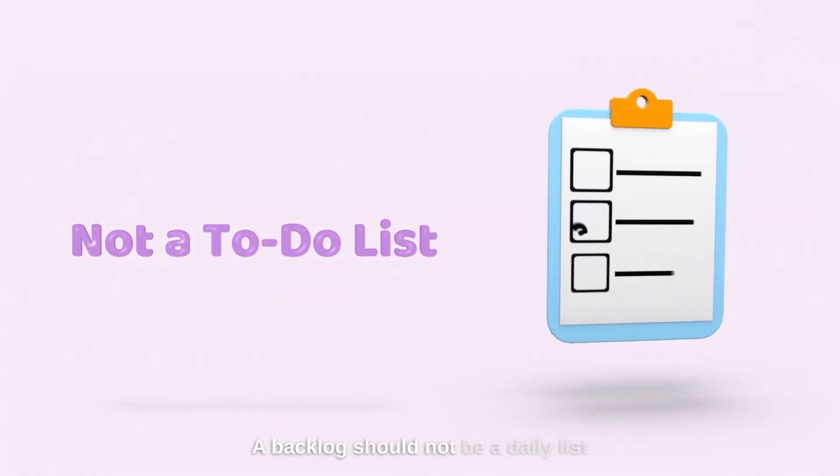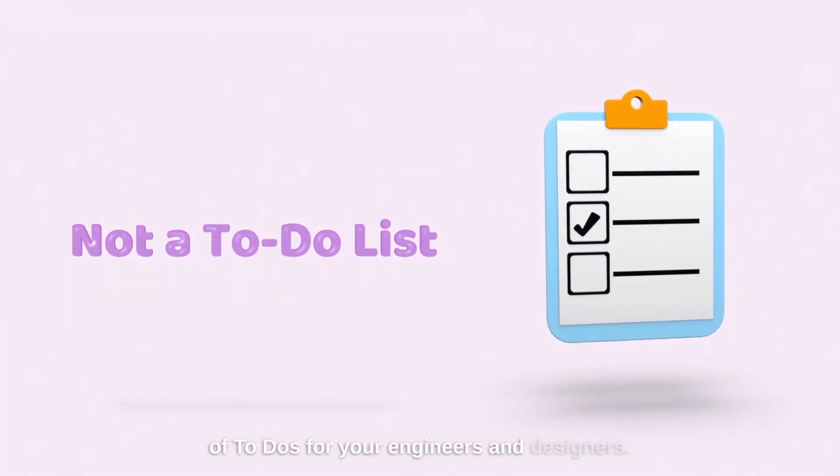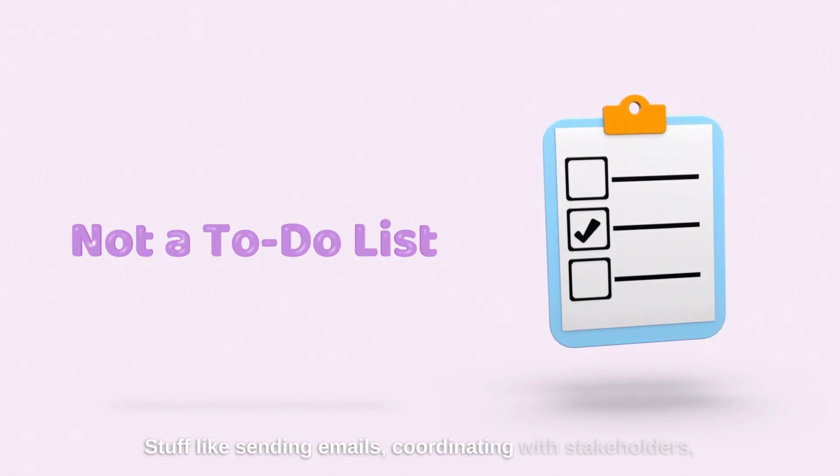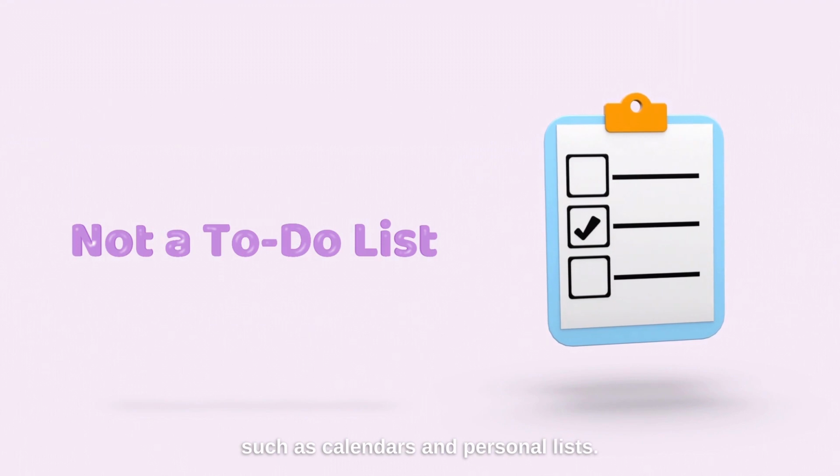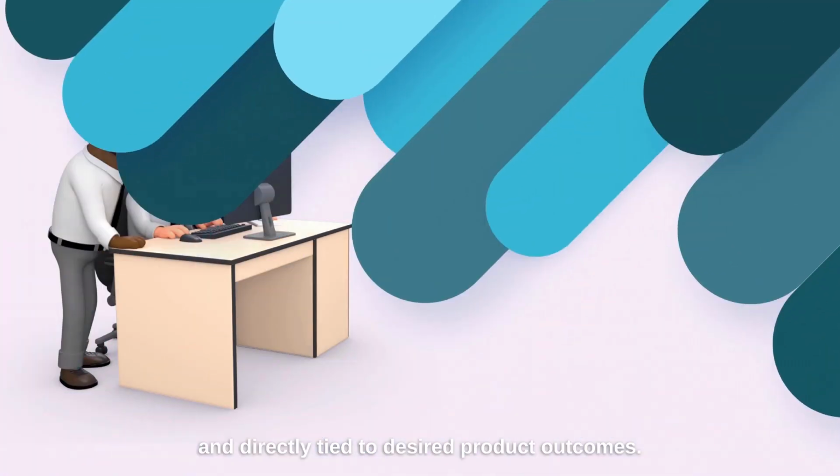A backlog should not be a daily list of to-dos for your engineers and designers. Stuff like sending emails, coordinating with stakeholders, and conducting a sprint are managed elsewhere, such as calendars and personal lists. The backlog should be relatively high level and directly tied to desired product outcomes.